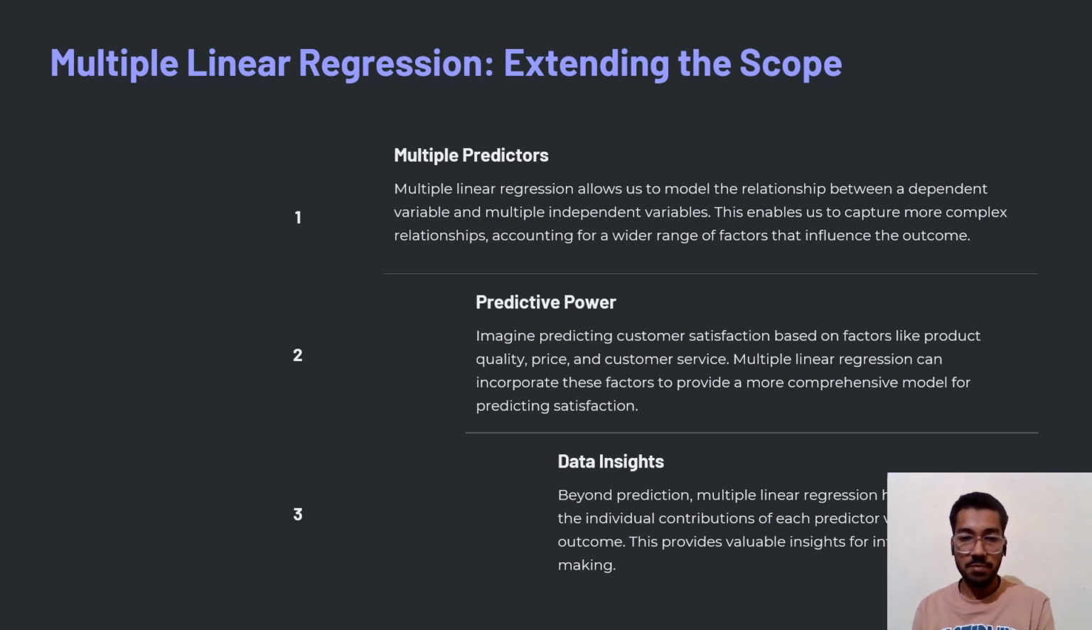Second is predictive power. Imagine predicting customer satisfaction based on factors like product quality, price, and customer service. Multiple linear regression can incorporate these factors to provide a more comprehensive model for predicting satisfaction. Data insights. Beyond predictions, multiple linear regression helps us to understand the individual contribution of each predictor variable to the outcome. This provides valuable insights for informed decision making.